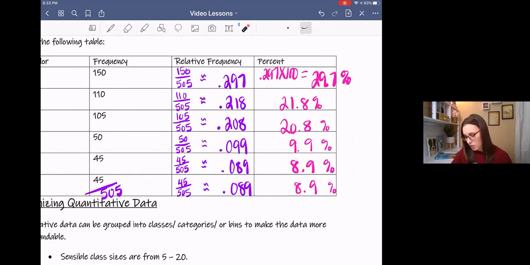What I want you to do now is total these up. So pause it if you need to, and then come back. I'm going to do it also.